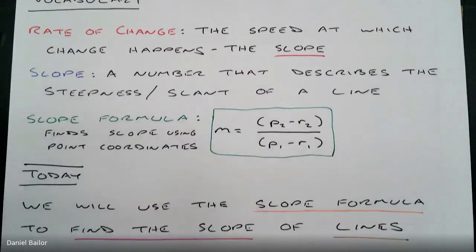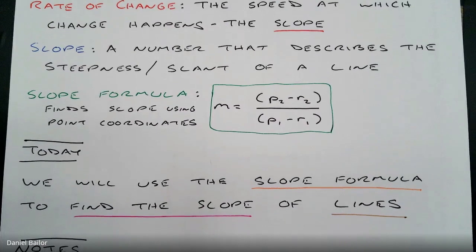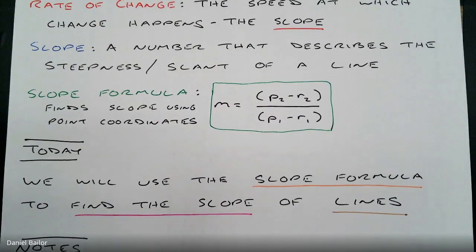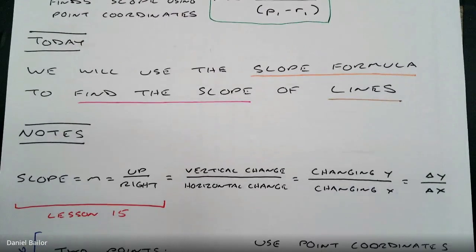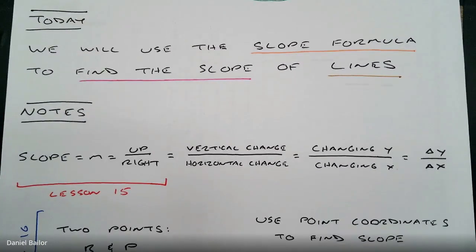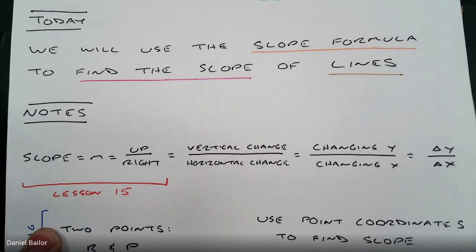So today, we will use the slope formula to find the slope of lines. That's what we're doing today. So let's look at the notes a little bit. Now, this is kind of what I wrote on the notes yesterday. I think it's a little bit different, but not too different.